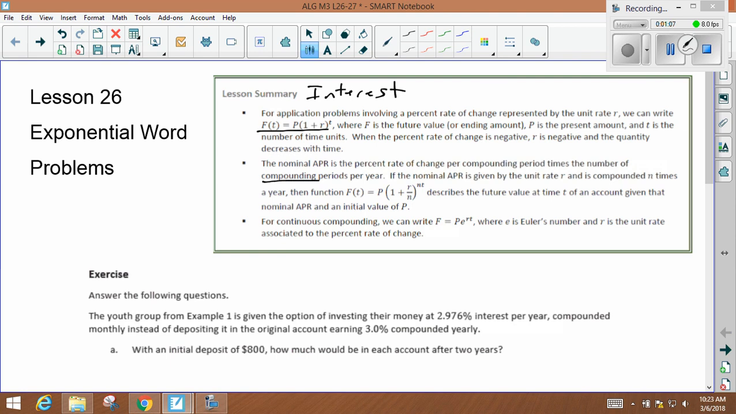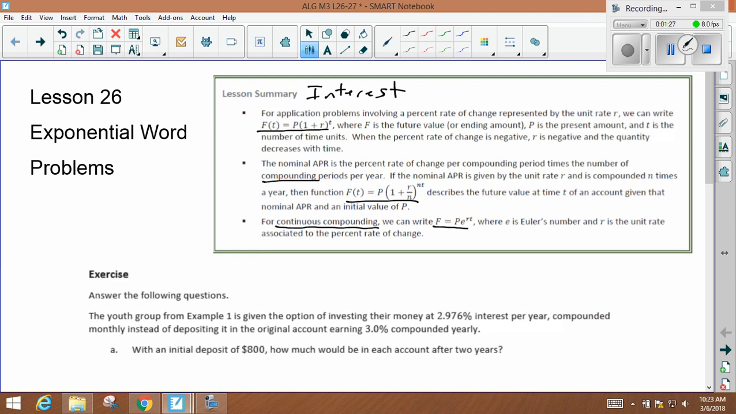If you see the word compounding, that's going to trigger you to use this formula, okay? If you see the word continuous compounding, you're going to wind up using this formula. We're going to use all three right now, okay?